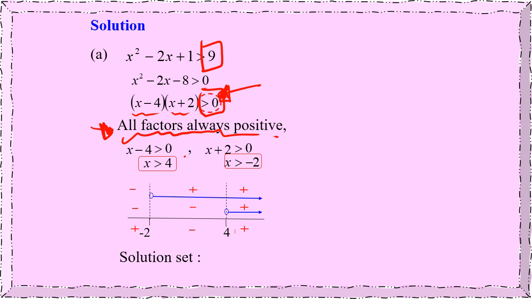Solution set. So we take the positive answer. So it will be x less than negative 2 and x more than 4. This is the answer. Can? Hopefully can. Okay, so for question B.